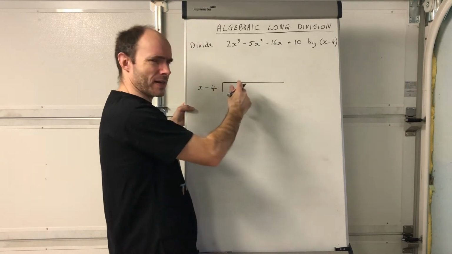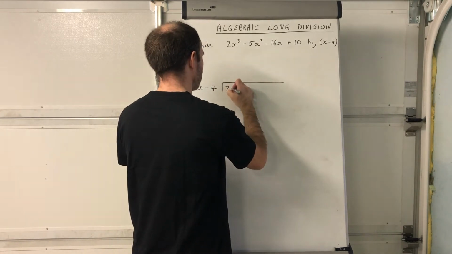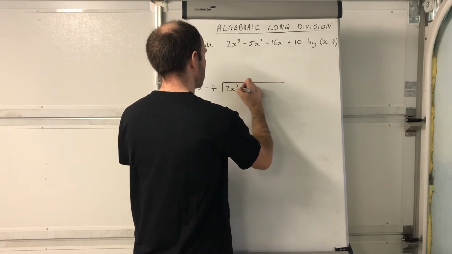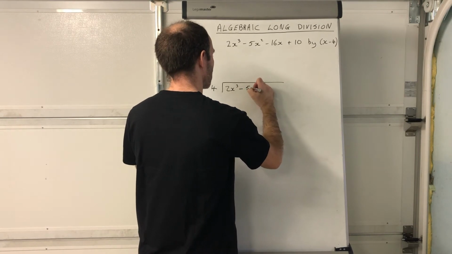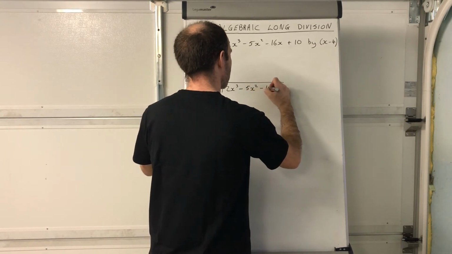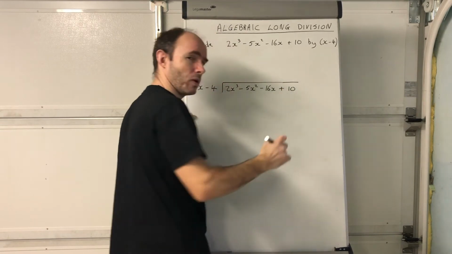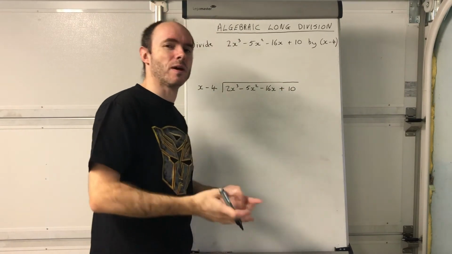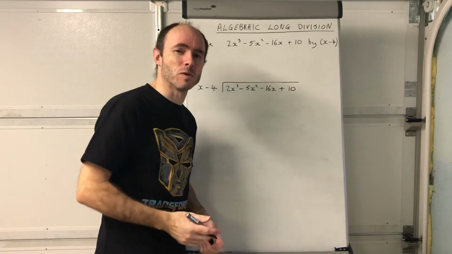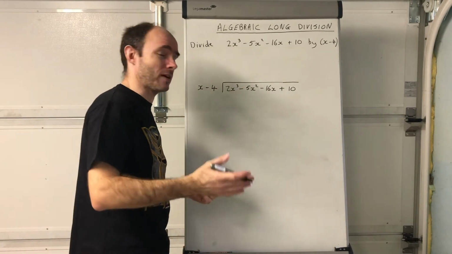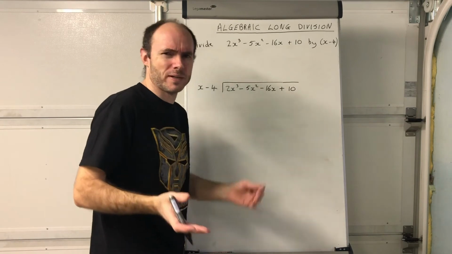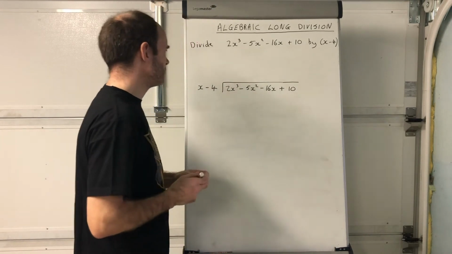I call it a dividing bracket. And then inside that, 2x cubed, subtract 5x squared, subtract 16x plus 10. Maybe you have a go at that one. Pause the video and see how you get on, and then unpause the video and see if you're correct. Hope you've done that. Or if you're just still watching, never mind, not much I can do about it, is there?